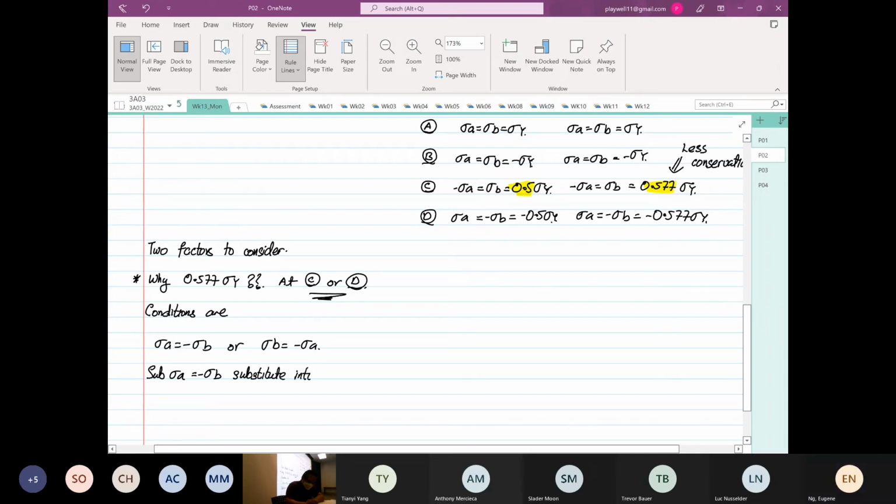Into this equation over here. So we have this equation: sigma A squared minus sigma A sigma B plus sigma B squared, and the whole thing must be equal to sigma U squared. Okay, so this is based on analysis. This is based on material property.